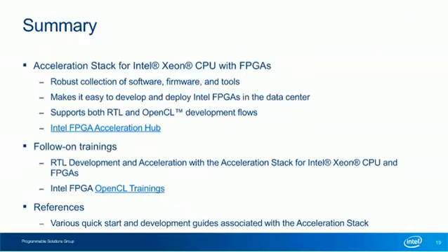This concludes the training. To summarize, the acceleration stack for Intel Xeon CPU with FPGAs is a robust collection of software, firmware, and tools intended to make it easier to develop and deploy Intel FPGAs for workload optimizations in the data center. We've discussed the various layers of the acceleration stack and how they work together, the API to interact with the FPGA, and the various development flows to develop an accelerator function unit on the FPGA, including both the RTL and OpenCL development flows. For more information on the acceleration stack and available platforms, please visit the Intel FPGA Acceleration Hub.